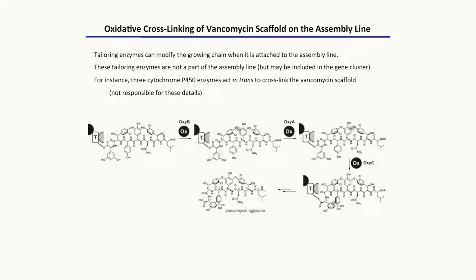Yeah, this is just an example of the tailoring enzymes involved for cross-linking of this vancomycin scaffold. In this case, there are 3 cytochrome P450 enzymes that are needed in order to make these cross-links, and that chemistry is shown here, to get to what's called the vancomycin aglycone, which means that there are no sugars attached.